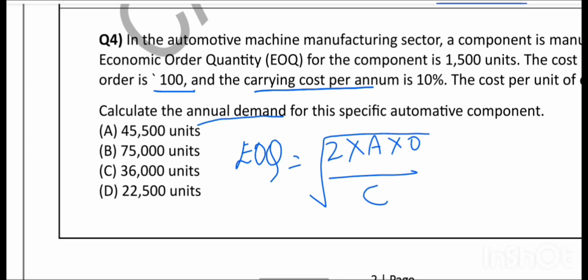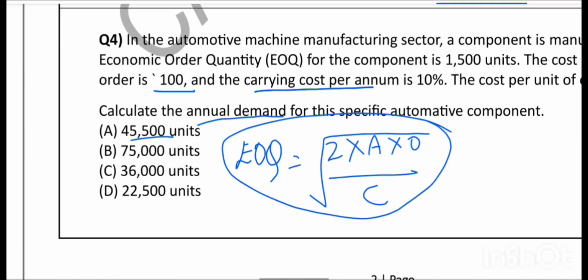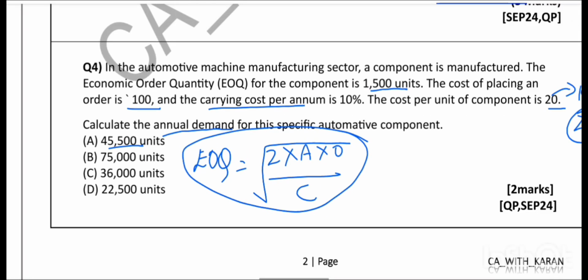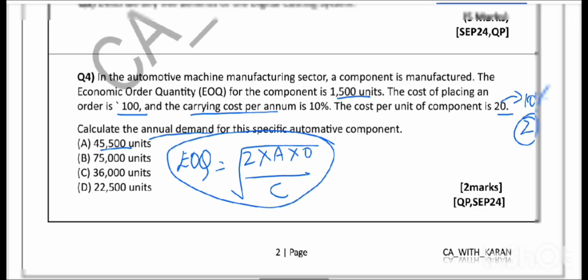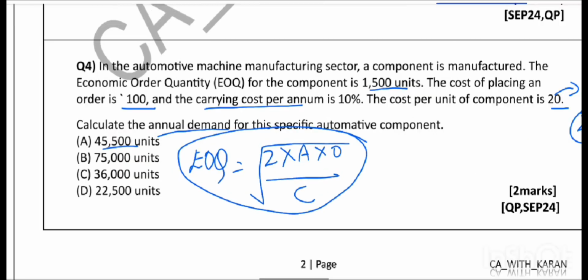So in this we're just going to take 45,500 as A and calculate with the respective formula. If you don't get EOQ as 1,500, then move on. So what do we get if we take 45,500 as annual demand? It is the square root of 2 into 45,500 into 100 upon 2. It is 2,133. So A is not an option.